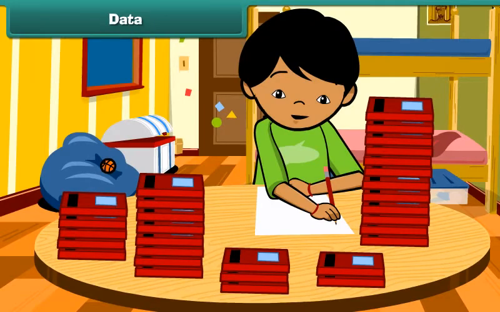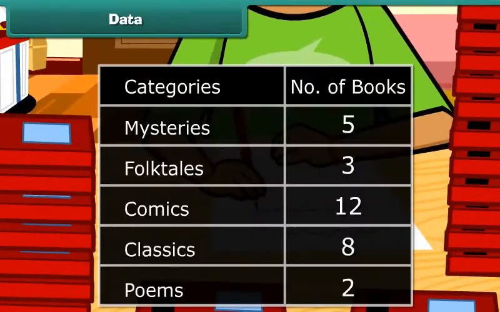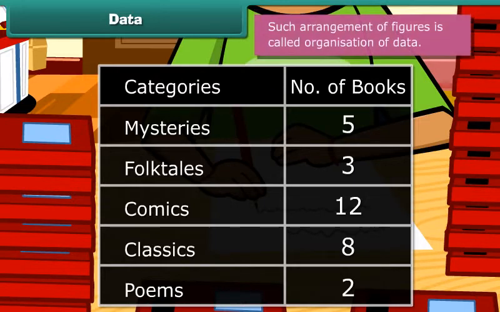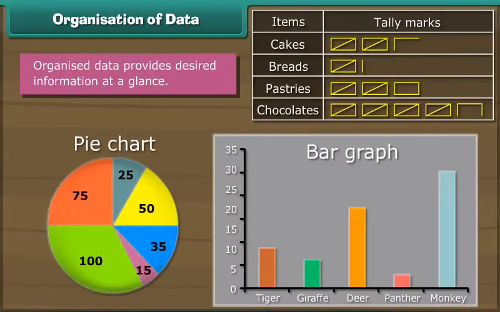When Ravi reaches home, he divides the 30 books into 5 different categories of comics, mysteries, folk tales, classics and poems. Here is how he summarized the details in the form of a table. Such arrangement of figures is called organization of data. Organized data provides desired information at a glance. We can organize data using tally marks, pie charts and bar graphs. Let us know more about them in detail in our next screens.